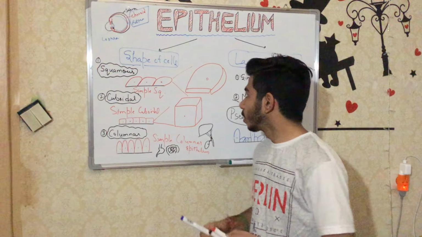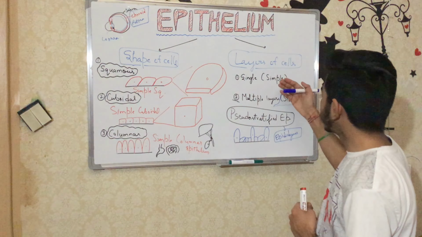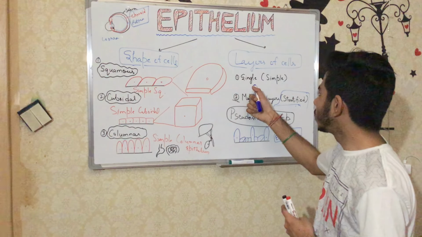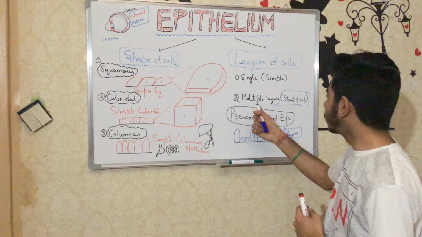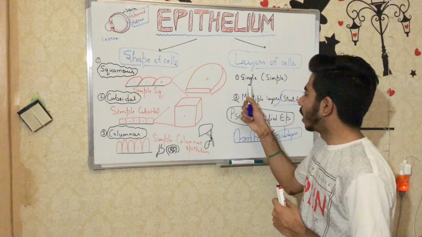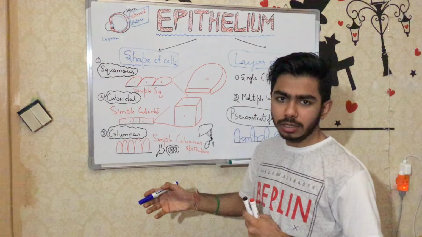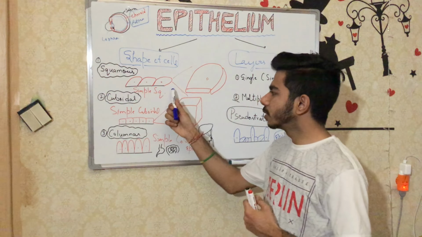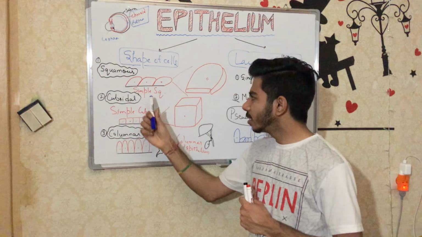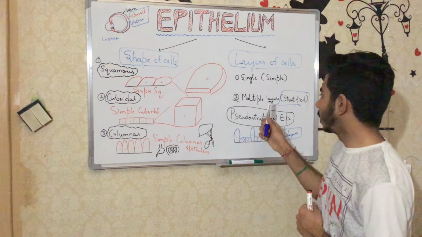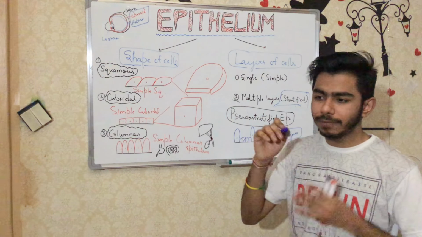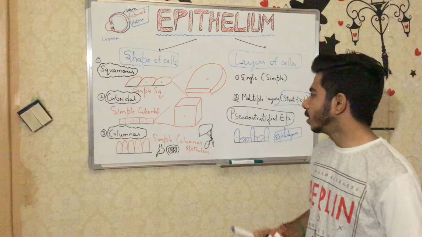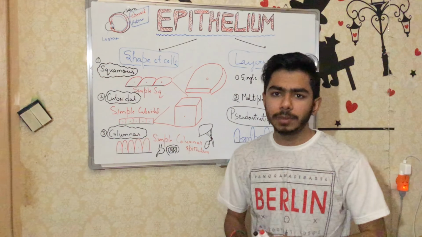Further, I have discussed that they could be present in a single layer or in multiple layers. If present in a single layer, it would be simple. If present in multiple layers, it would be stratified. Among the simple ones there are 3 categories, and among the stratified ones there are 3 categories again. If they are represented in multiple layers, we have to look at the top layer, and whatever it is will decide the classification of that particular epithelium.